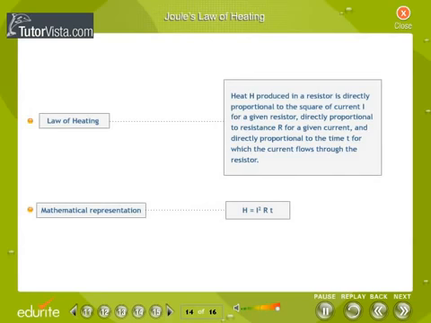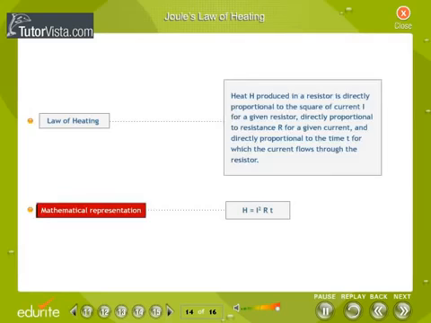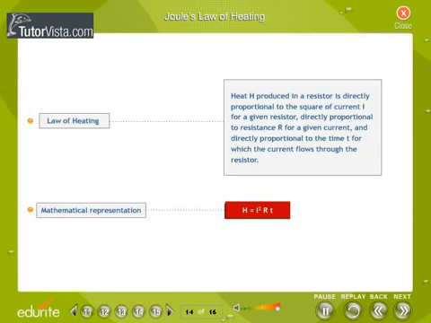Joule's law of heating. The law implies that heat H produced in a resistor is directly proportional to the square of current I for a given resistor, directly proportional to resistance R for a given current, and directly proportional to the time t for which the current flows through the resistor. Mathematically, Joule's law of heating is given as H is equal to I squared R t.